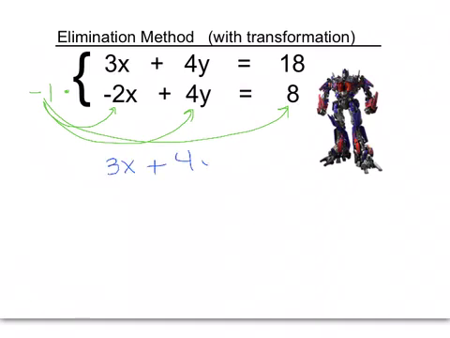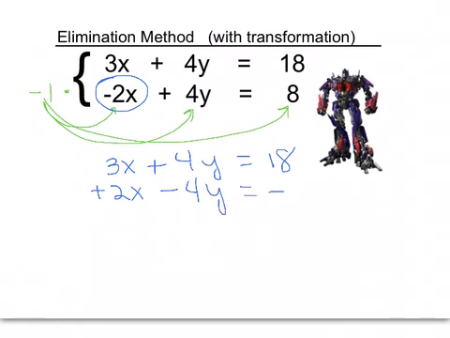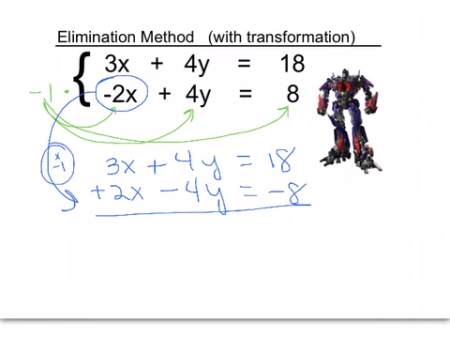Normally, I would probably just change all the signs and move on with my life. So when you multiply negative 2 by negative 1, you get positive 2x. Then you get negative 4y, and then you get negative 8. Notice I changed the signs on all of them. All right, so I multiplied by negative 1. Now we add them up. We get 5x equals 10. X equals 2. 2 comma something.